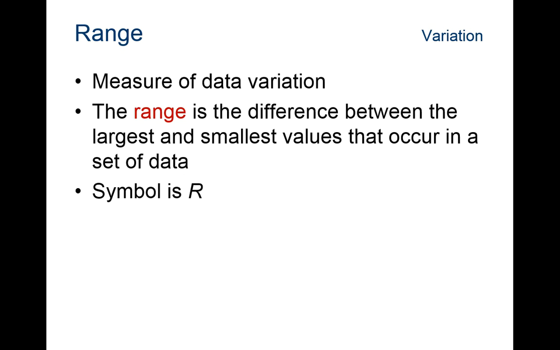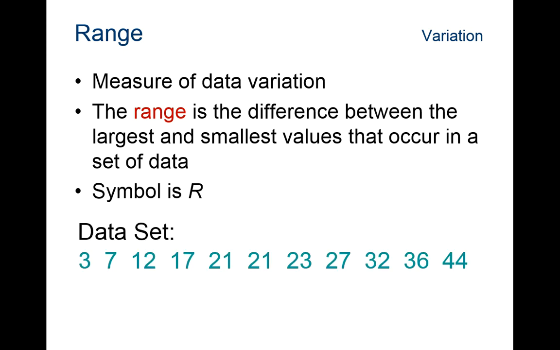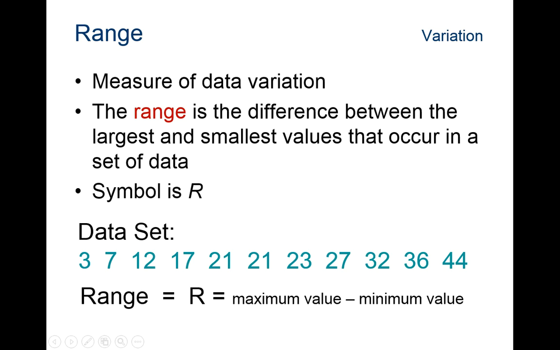Let's take a look at this data set. It makes it easier to do the range if you have them in sequential order. So to find the range here, I simply take 44 and I subtract 3. So my range for this set of data is 41.